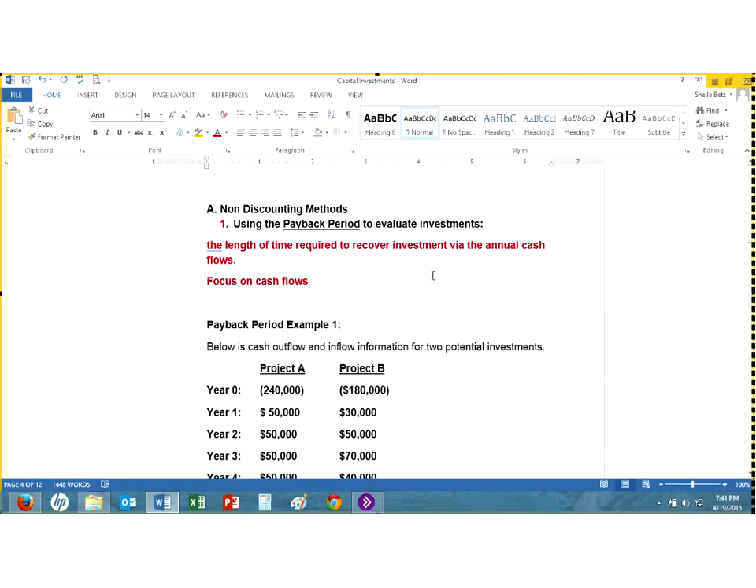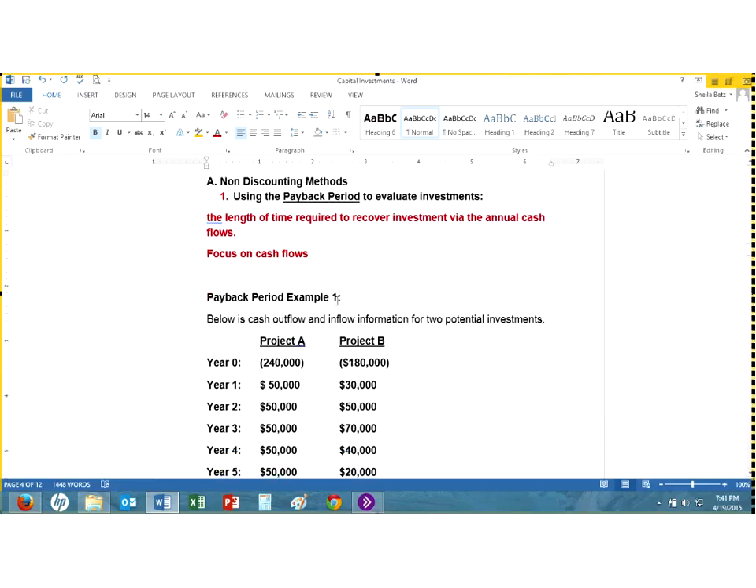They're a little bit easier, so I always like to kind of build up in the lecture. So the first non-discounting method is the payback period. Very self-explanatory. We're going to be looking at how much time it is going to take for a company to get their money back, looking only at cash flows. Seems like a very reasonable request. A company's definitely going to want to know that. And so, of course, the focus is going to be on cash flows.